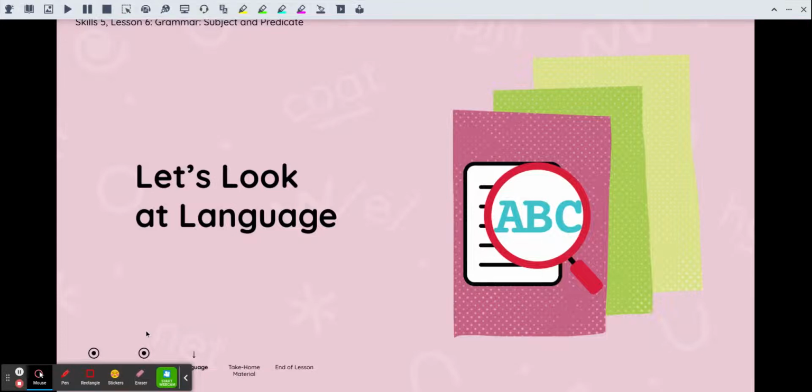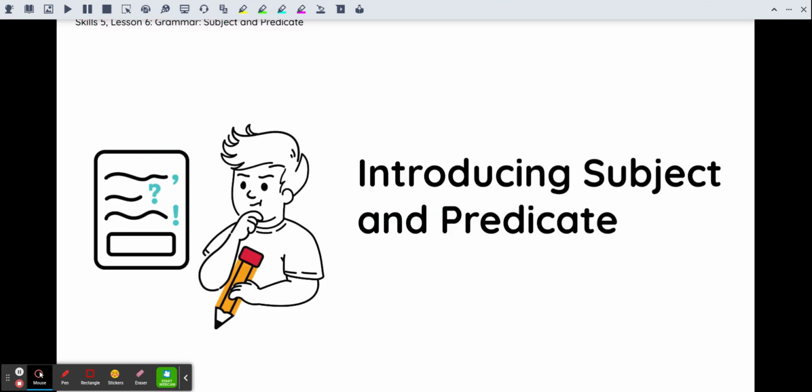All right, now let's look at language. Today you're going to learn how the parts of speech we have studied, nouns, verbs, adjectives, can be combined to make sentences.